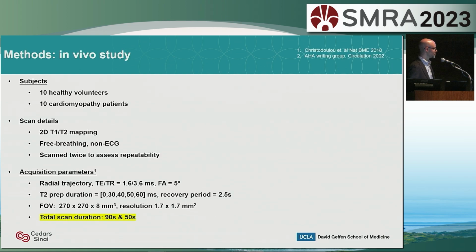So we then moved on to an in vivo study in 20 subjects. That's 10 healthy volunteers and 10 cardiomyopathy patients, running the same sequence that we had simulated before. And the total scan duration was 90 seconds, but then based on what we'd seen in the simulation, we also truncated the data to the first 50 seconds so that we could compare the two scan times. And each subject got this twice as well so that we could properly assess repeatability.